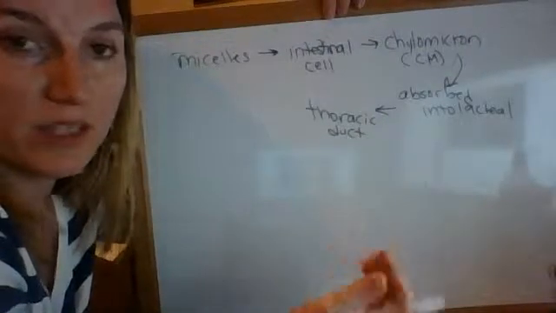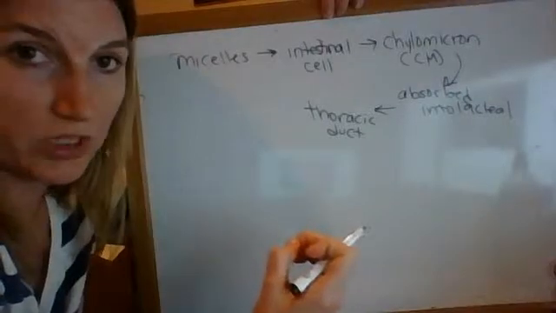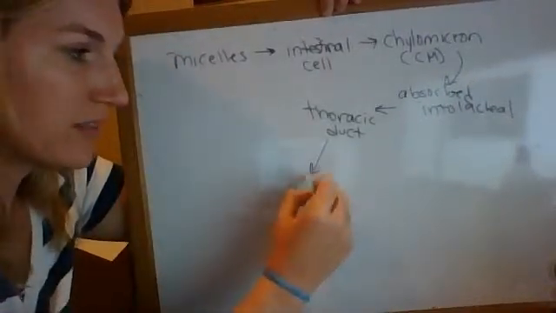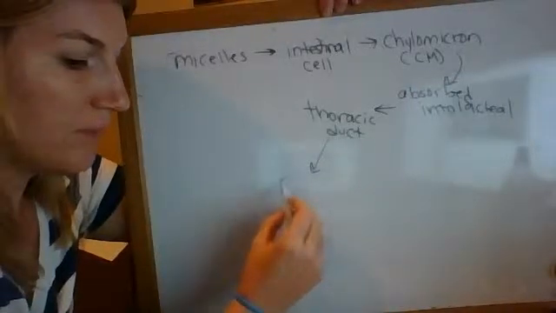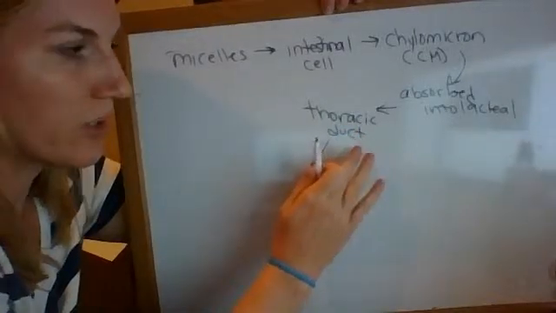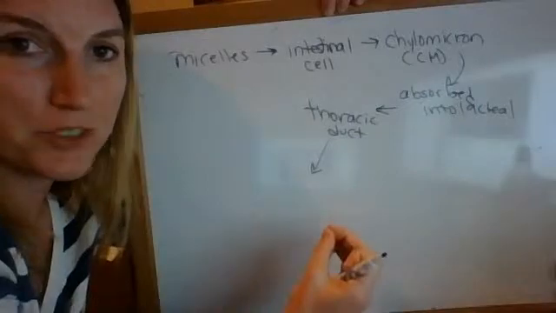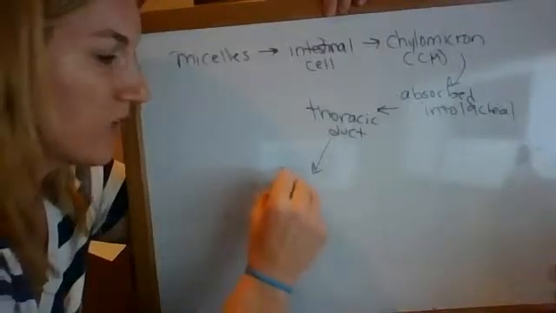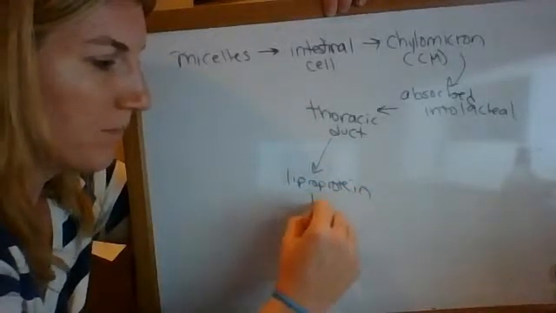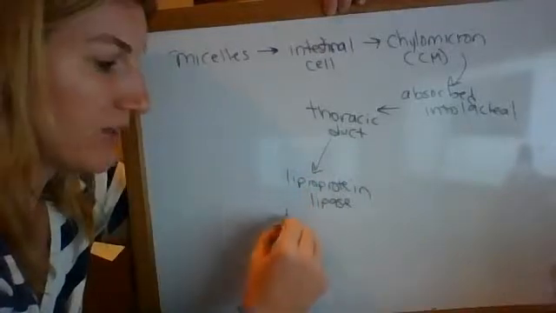And the thoracic duct is dumping that fat back into the blood circulation. So it can happen in two ways. The thoracic duct dumps the fat into the bloodstream, and in the blood it can interact with something called lipoprotein lipase, which is actually within the capillaries.